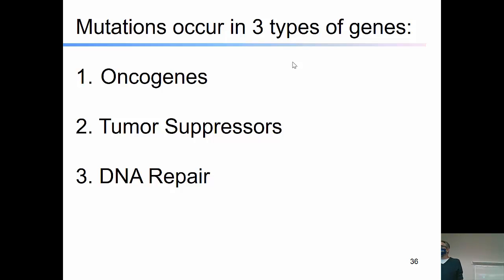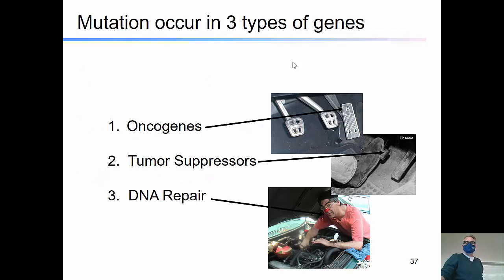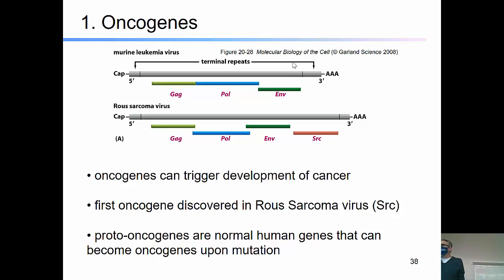All right, so the three types of genes are oncogenes, tumor suppressors, and DNA repair. These are the main places where we see mutations. We can think of them, the oncogenes or the go genes, like the accelerator in a car. Tumor suppressors are the stop, like the brakes. And then the DNA repair, of course, these are the genes that can correct genetic mutations, fix them. So we'll look at oncogenes.